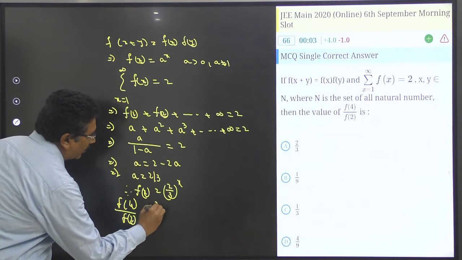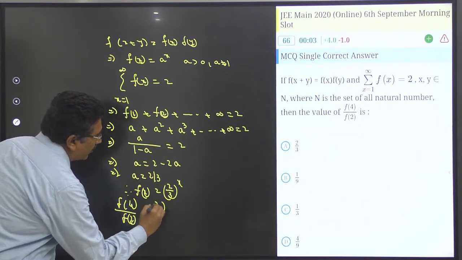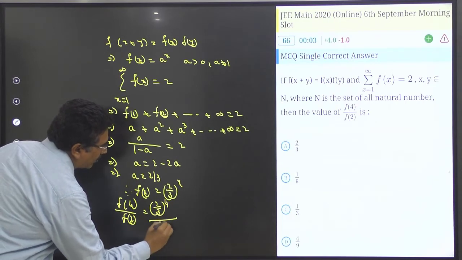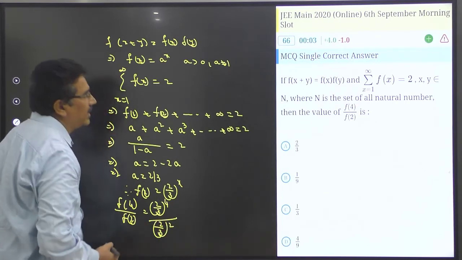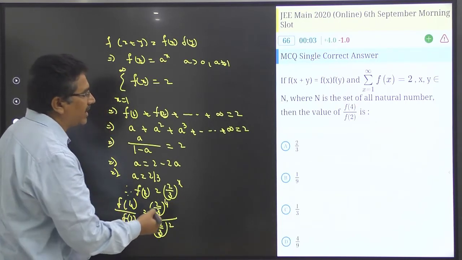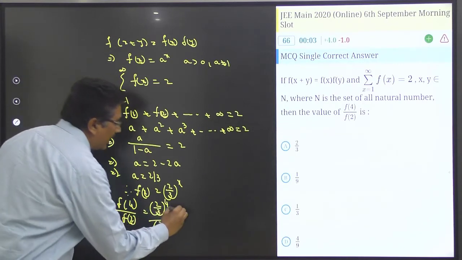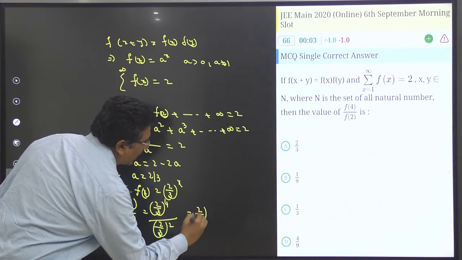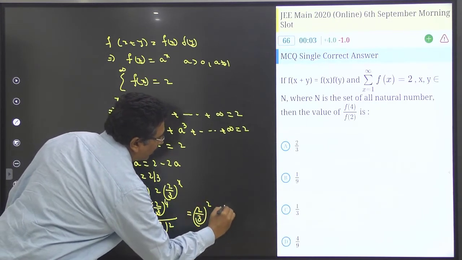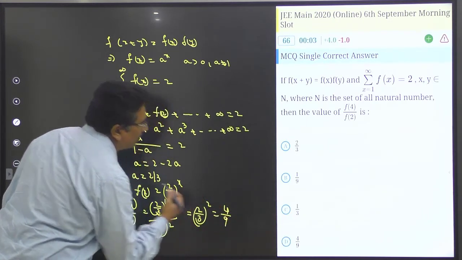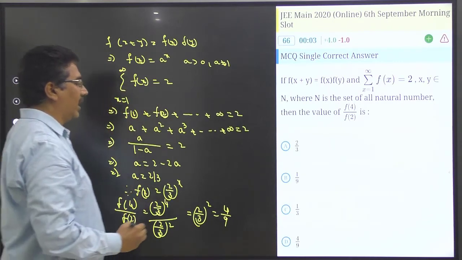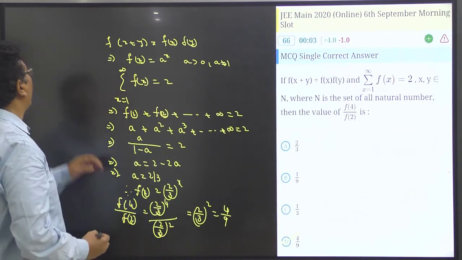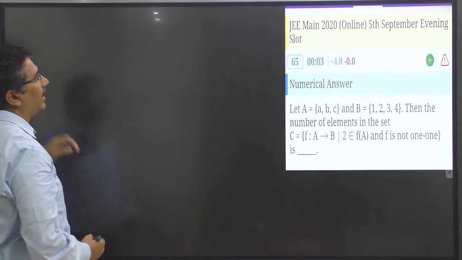That is equal to (2/3)^4 divided by (2/3)^2. The (2/3) squared cancels. That is equal to (2/3) squared, which is equal to 4/9. So the option is option D. Now, let us see the next one.